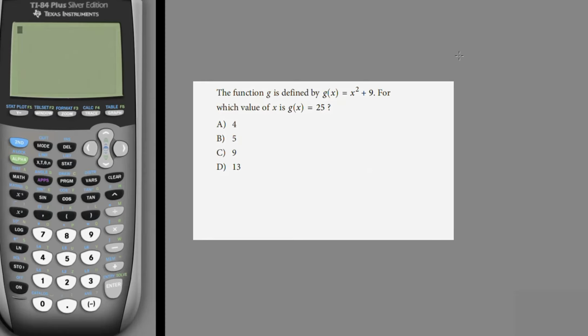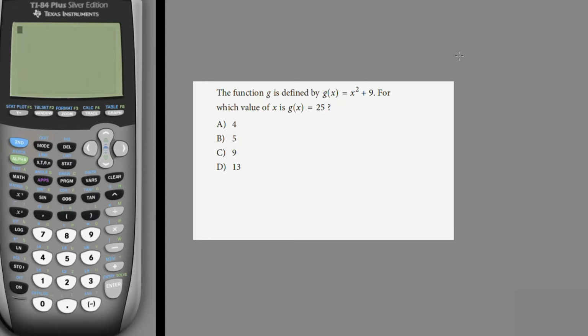The question here says the function g is defined by g of x equals x squared plus 9. For which value of x is g of x equals 25? So we have to find the value of x when g of x equals 25.